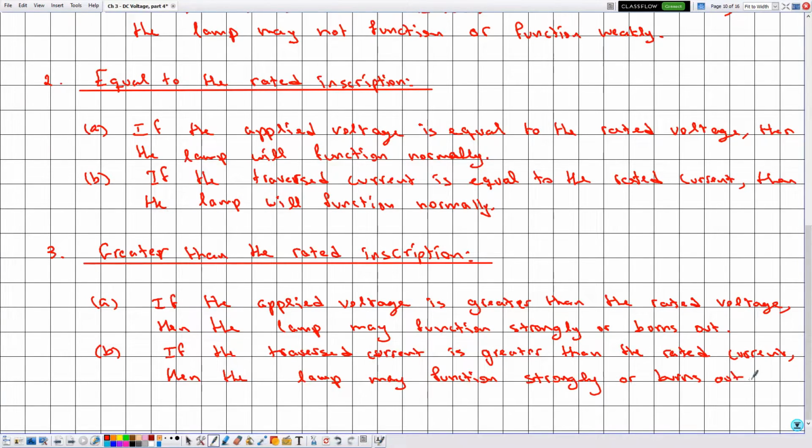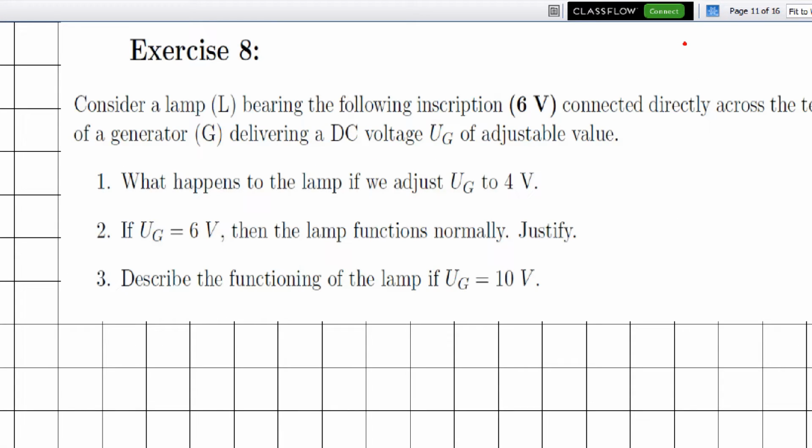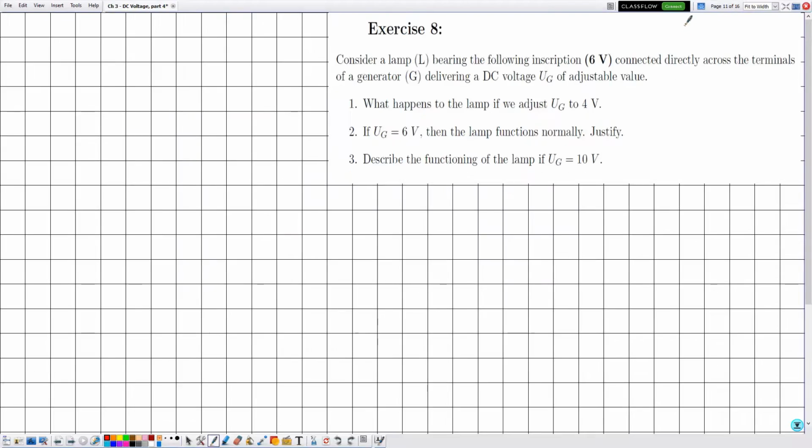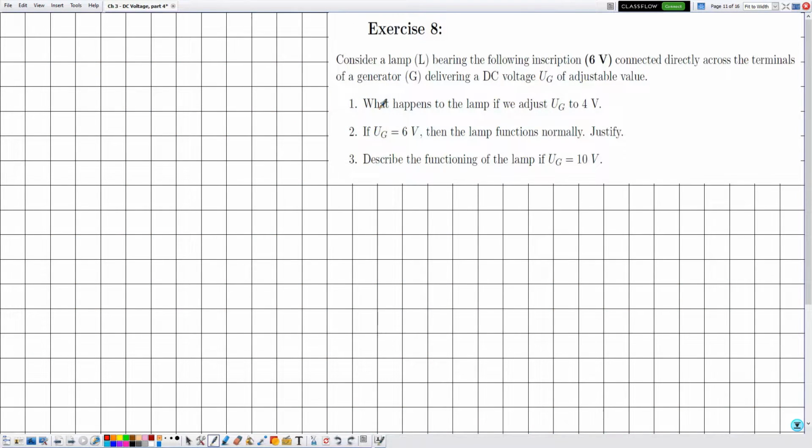So as a direct application of this explanation, let's solve the following exercise, which is exercise number 8. They are telling me to consider a lamp L carrying the following inscription. One of the questions that we may encounter in such exercises is what is meant by the following indication. By referring to the previous explanation, the meaning of this indication, 6 volts, is the rated voltage of the lamp under which it functions normally. But this question doesn't exist in this exercise. Okay, so now let's continue.